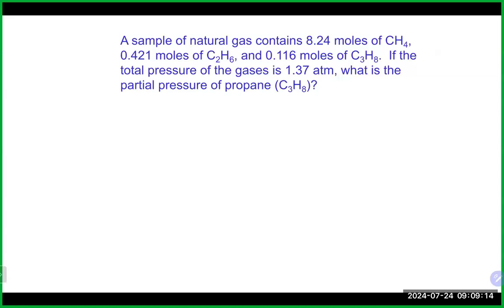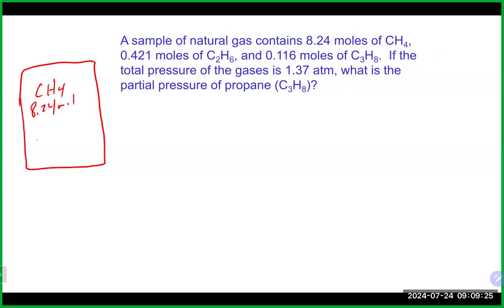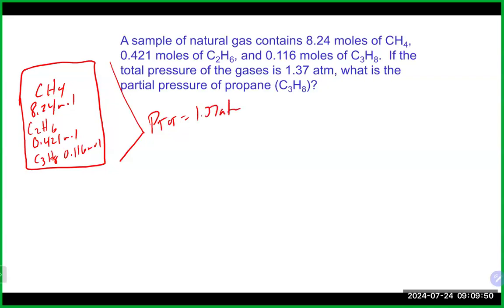Okay, so let's take a look. So in this case, we got a mixture of these three gases hanging out. We got a little methane at 8.24 moles. Got some ethane at 0.421 moles. And we got some propane at 0.116 moles. The total pressure of all these gases as they're flying around is 1.37 atmospheres. So we're looking for the partial pressure of propane in this particular case.